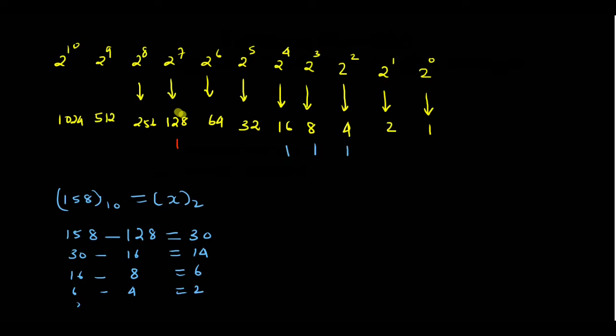What is left? 2. 2 minus 2 I'll take, which is equal to 0. So in place of 2 also I'll put 1. Remaining all I'll put zeros.